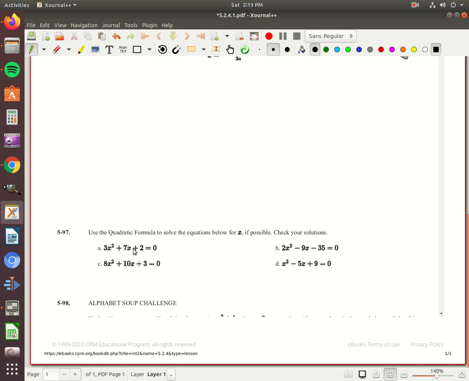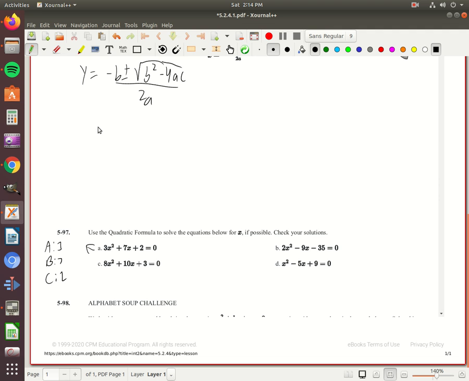Just practicing the quadratic formula, and again, don't forget it's y equals negative b plus or minus the square root of b squared minus 4ac, all of that over 2a. I would strongly encourage you guys to have that note page handy with this on it. All right, so here I'm going to do a. My a is 3, my b is 7, my c is 2.